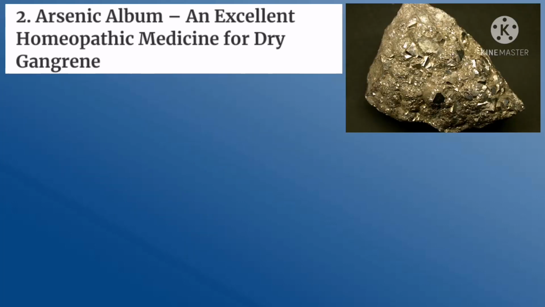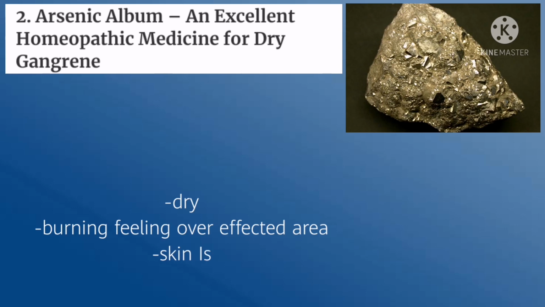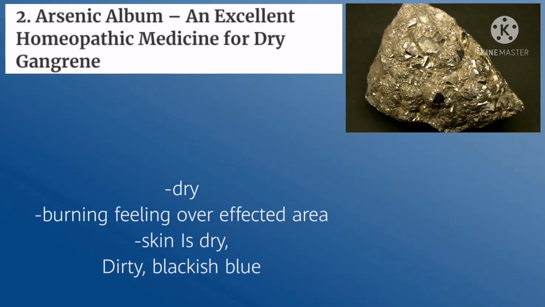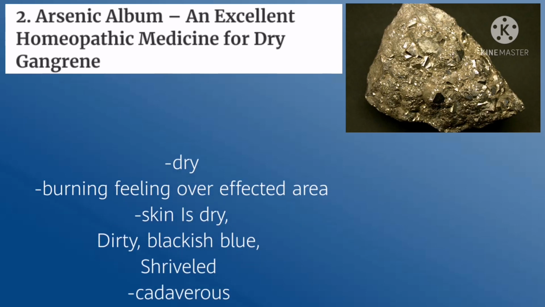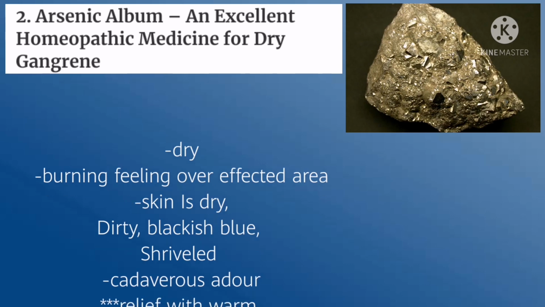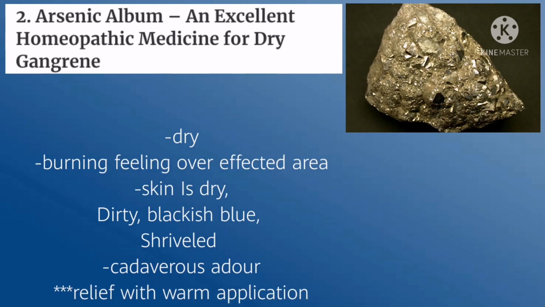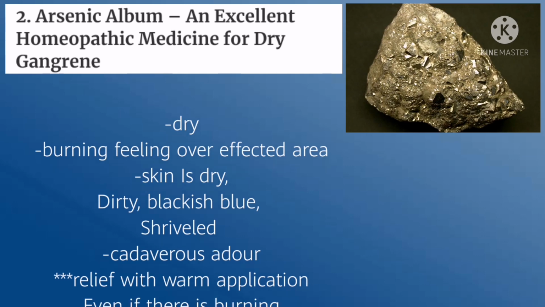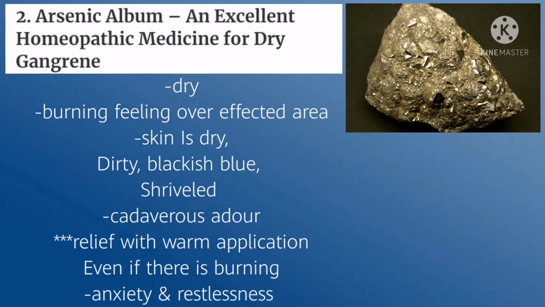Arsenic album is another homeopathic remedy for gangrene. It acts well when there is a burning feeling in the affected area, when the skin appears dry, dirty, blackish blue and shriveled, because of the occluded blood supply. A very peculiar symptom for selecting Arsenic album is that the patient gets relief with warm application, even if there is burning, as opposed to the Secale remedy. There is also a cadaverous odor, and anxiety and restlessness in the patient.